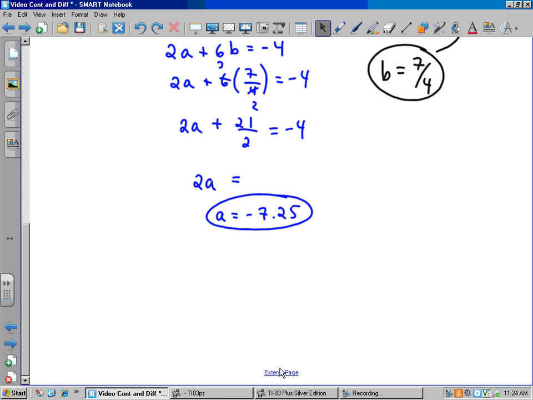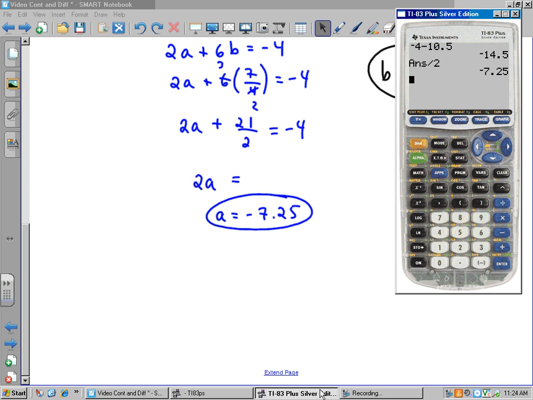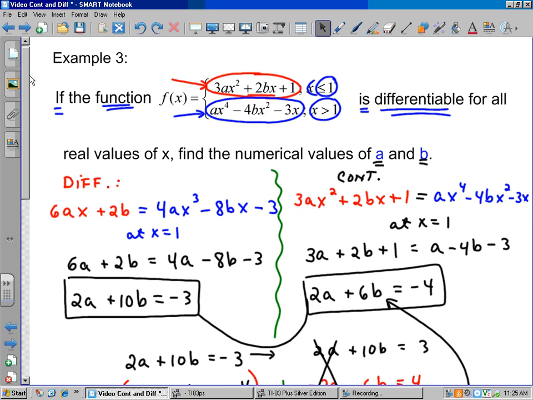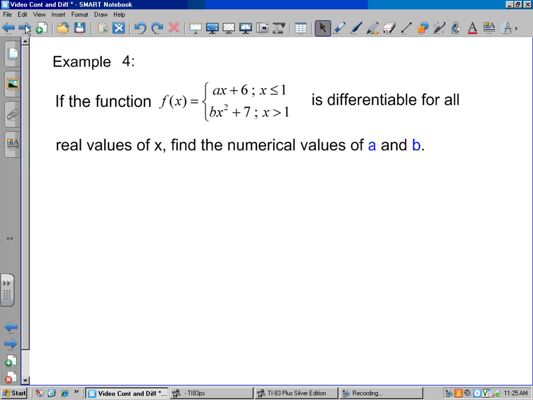All right, so hopefully that is correct. Let me just check my work there very quickly. So, yep, 21 over 2 is 10.5, right? Yep, and then if I subtract that, so -4 minus 10.5 is that divided by 2, -7.25. Okay, so there you go. So I've got my a value and I've got my b value. All right, so that was a good one.